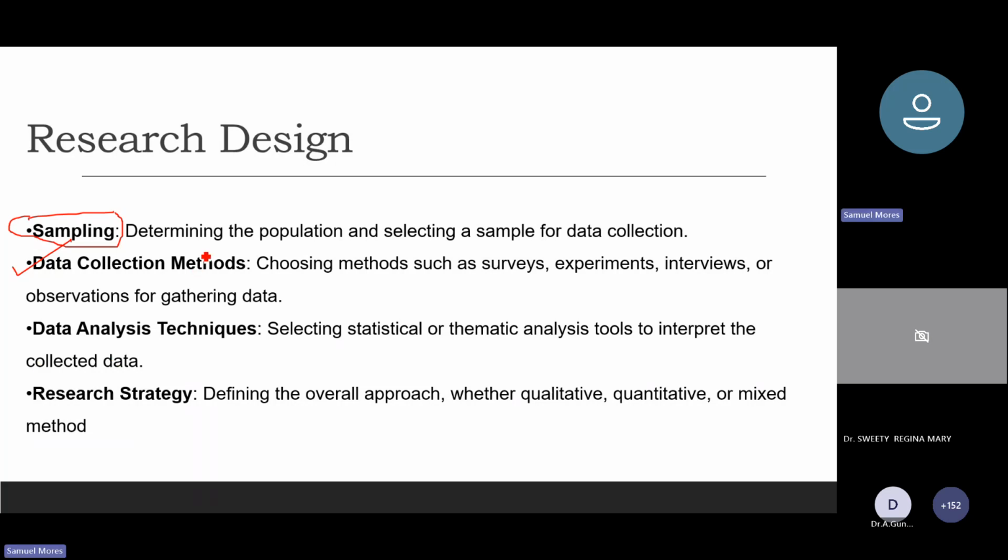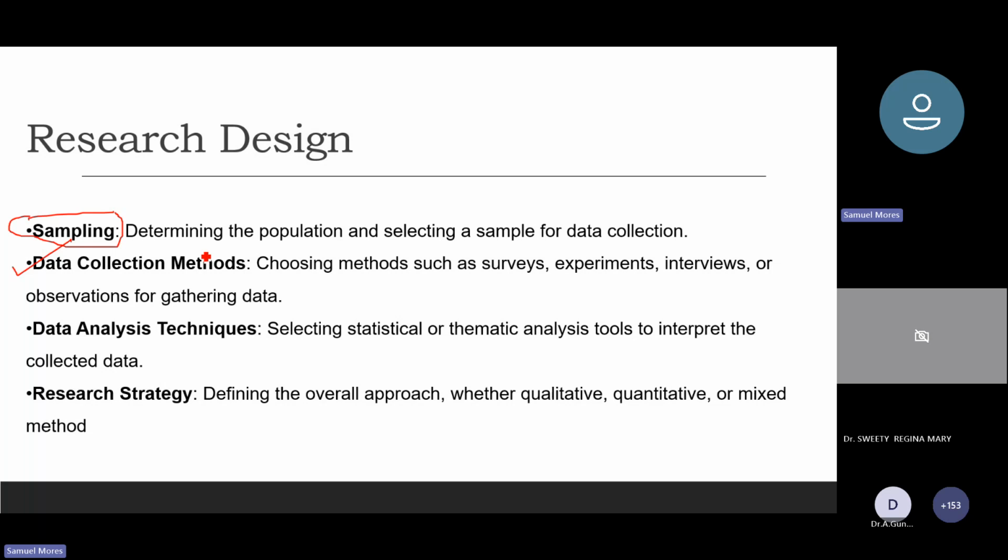For example, if I'm studying poverty in Bangalore city, Bangalore city has, let's say, 6 crores population, and from that, who are the people you are collecting data from, how many people you are collecting data from, and how you are selecting that particular sample.